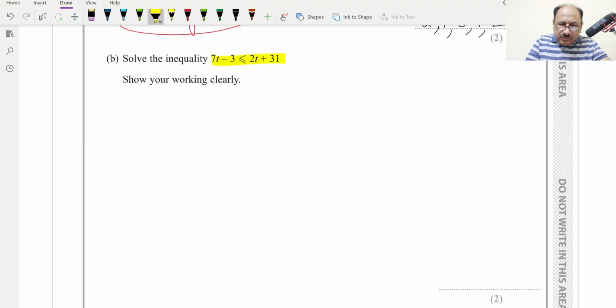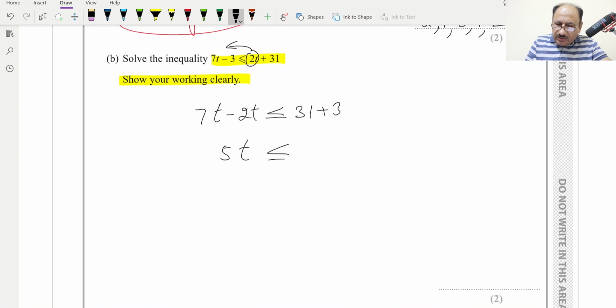This is the inequality which we have to solve, and show your clear working. So we can shift the 3 to the other side, and 2t we can shift to this side. So 5t is less than or equal to 31 plus 3, which is 34, and we can write t will be less than or equal to 34 over 5.